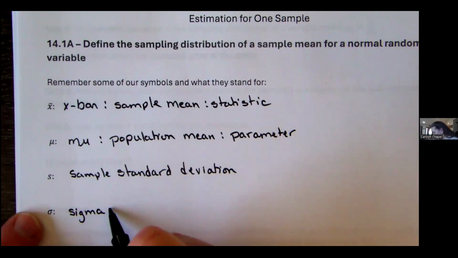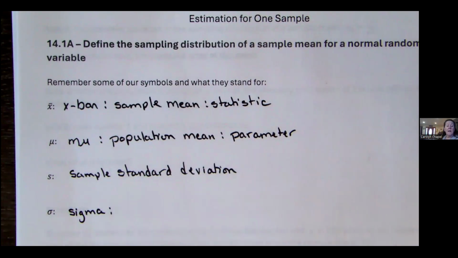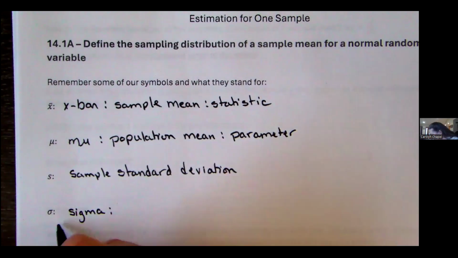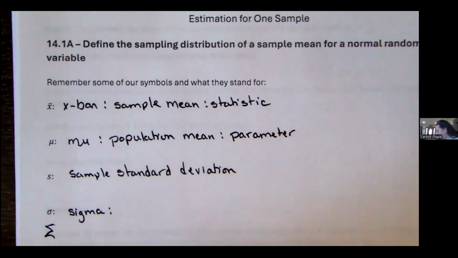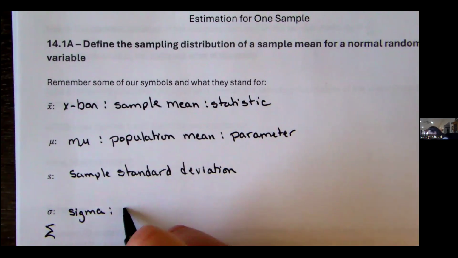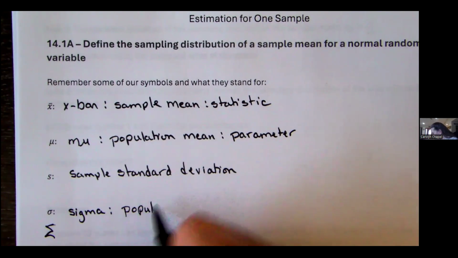the lowercase Greek letter sigma. Capital sigma was this guy; he told us to add things together. This lowercase one happens to be our population standard deviation.